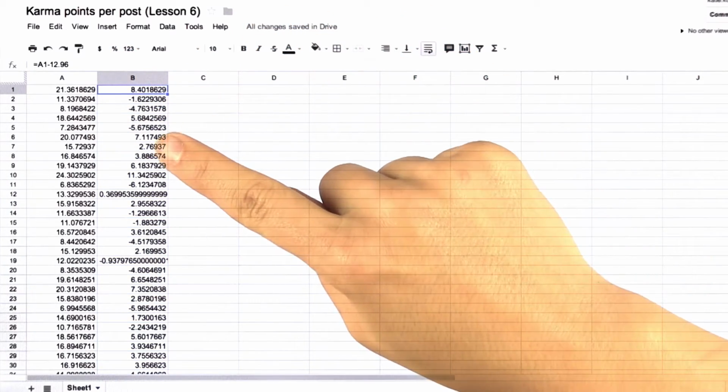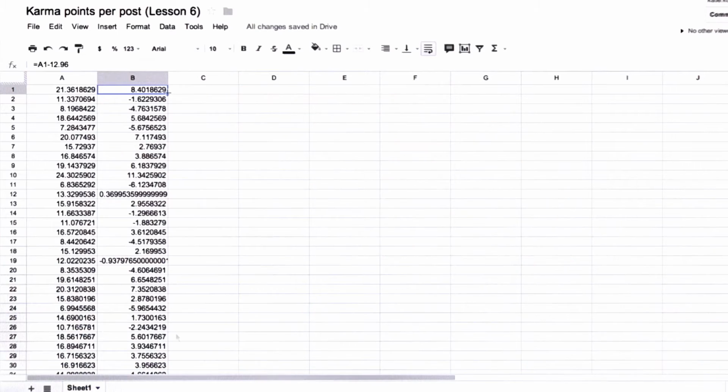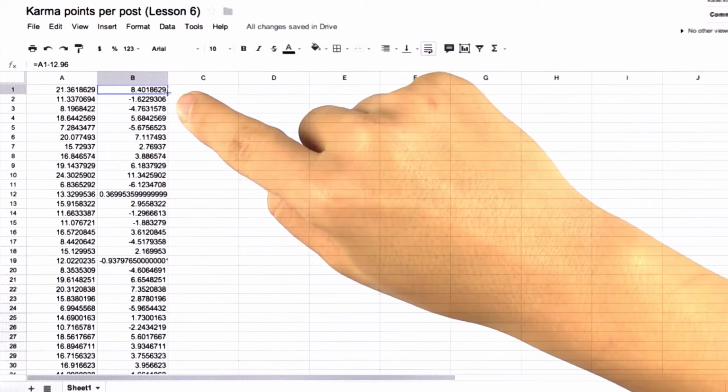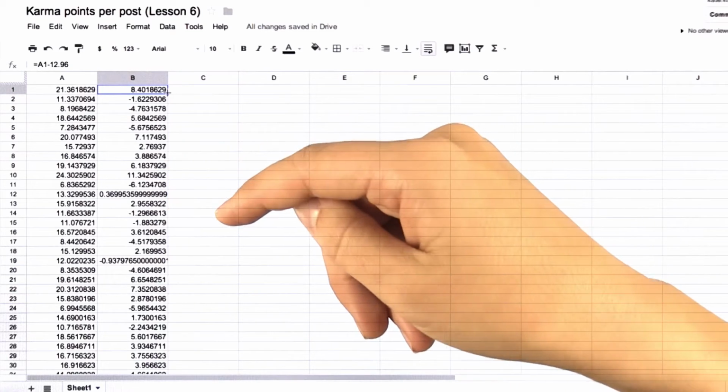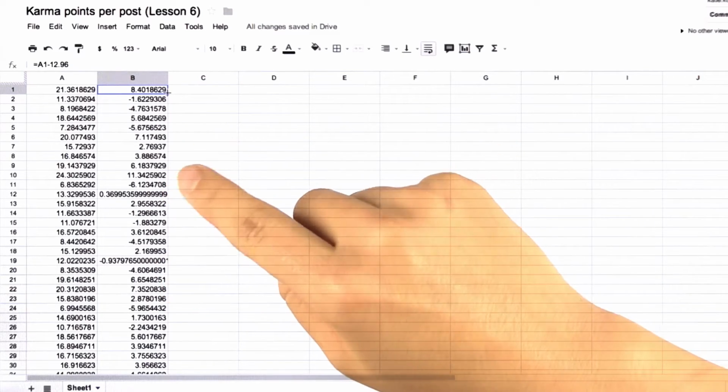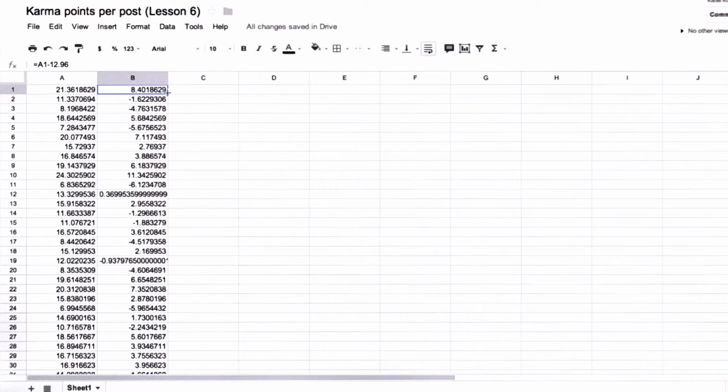Something else that you may have done, and which I taught you before, was going to this corner until you see the plus and then dragging it down. And if you did that, that's perfectly fine. These are just some keyboard shortcuts that make our life a little easier.